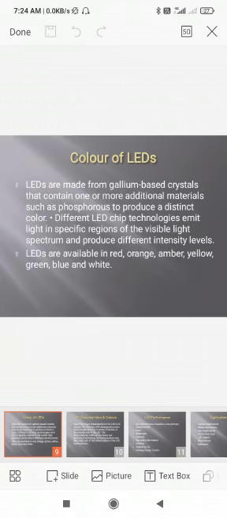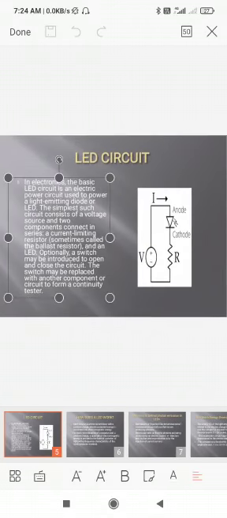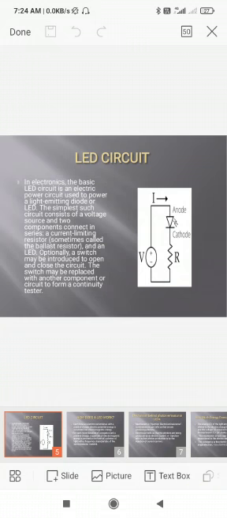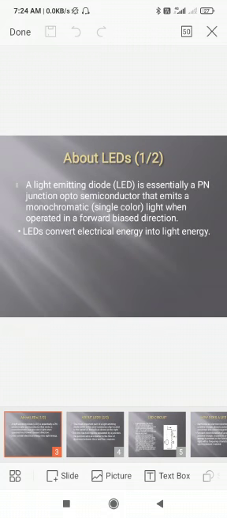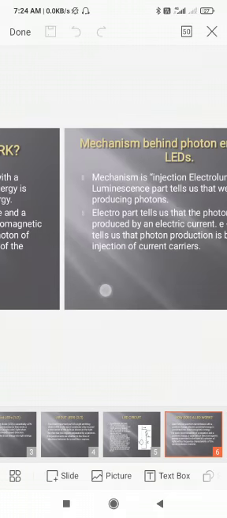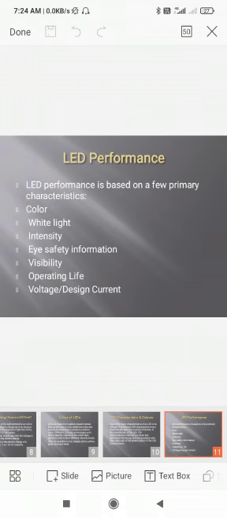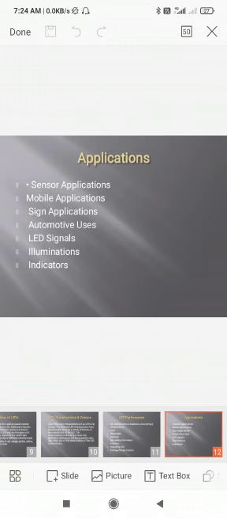So we have basically the idea of the LED emitting light, with current flowing forward from the anode to cathode. LED has various uses in the fields of mobile communications, sign applications, automotive, and illumination and indicators.